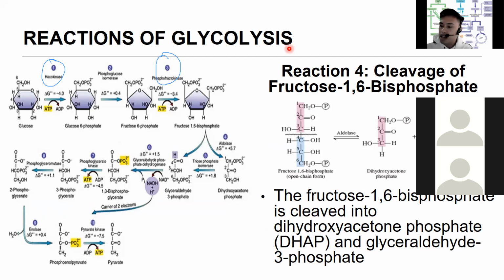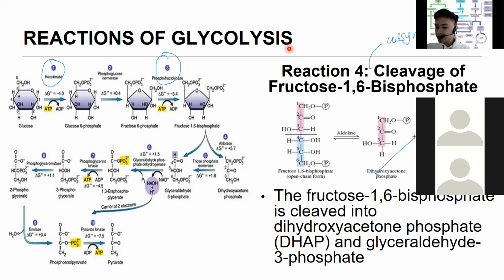So by the way, the cleavage here is asymmetric. What do I mean by this? When the fructose 1,6-bisphosphate is divided into 2, it's asymmetric. Meaning to say, the products that you were able to produce are completely different from each other. You were able to produce dihydroxyacetone phosphate and glyceraldehyde 3-phosphate. Do you follow? So that's why I say it's asymmetric. Is that clear?